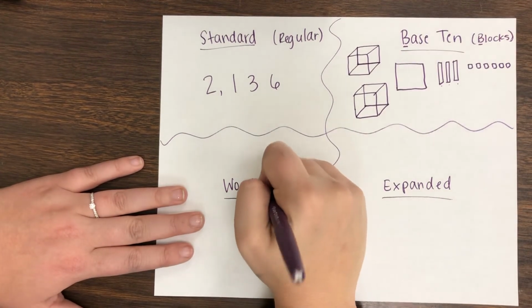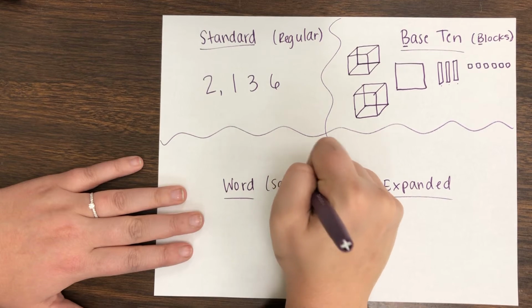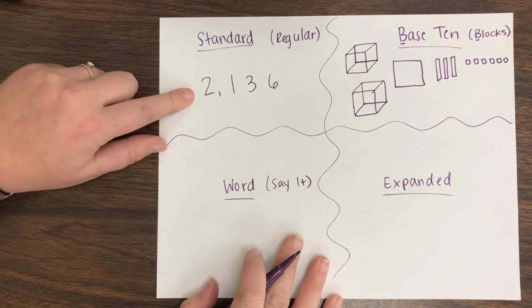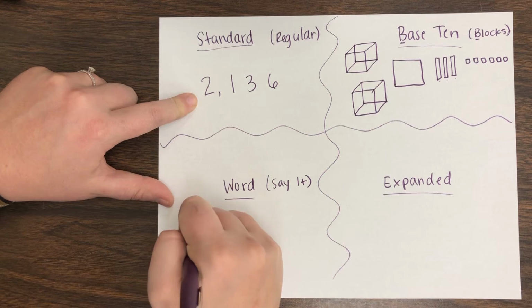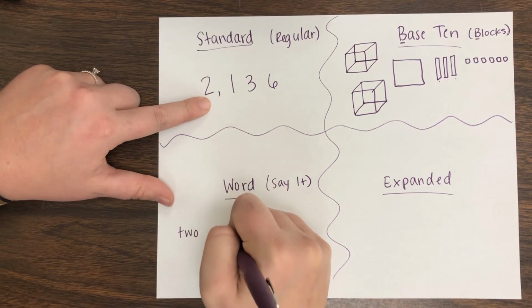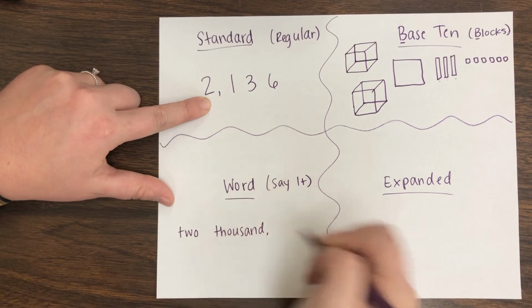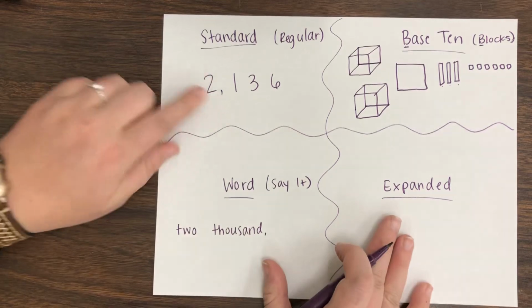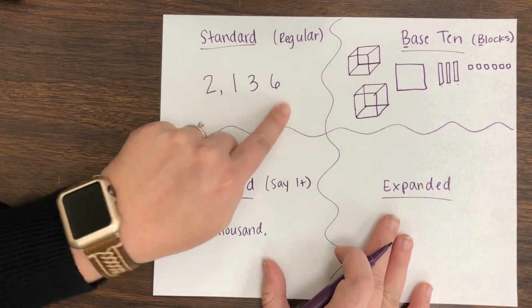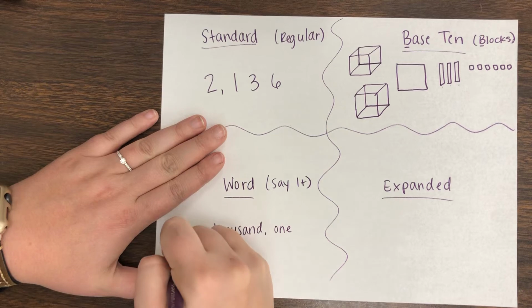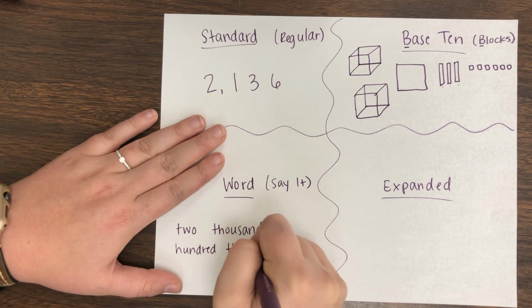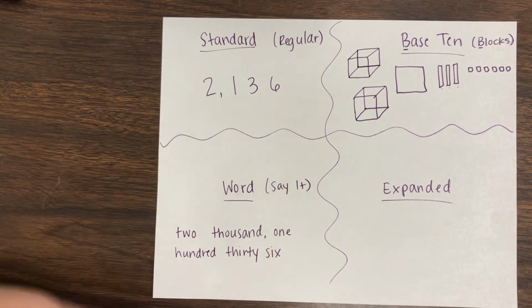Word form is just exactly how you would say it. So words are what you say when you talk. You're going to write it in words how you say this number. So first we start out by saying this number before the comma, which is just 2. The comma says 1,000. 2,000, and then you always put a comma after the word thousand because it's separating the number and it's also separating the words. So 2,000, and then we say this number, 136. So then I would write 136. Okay, that's word form.